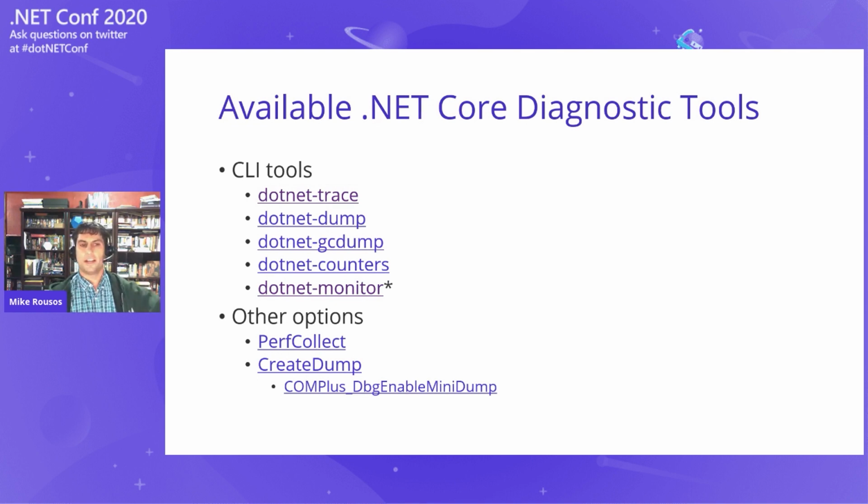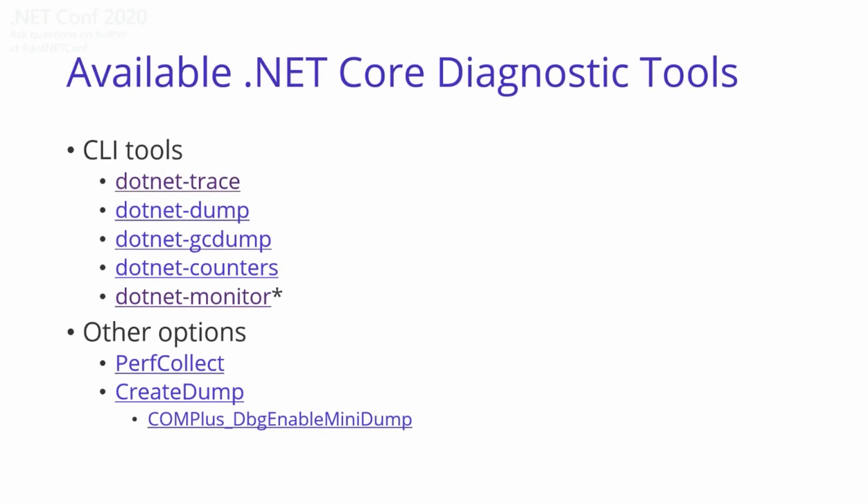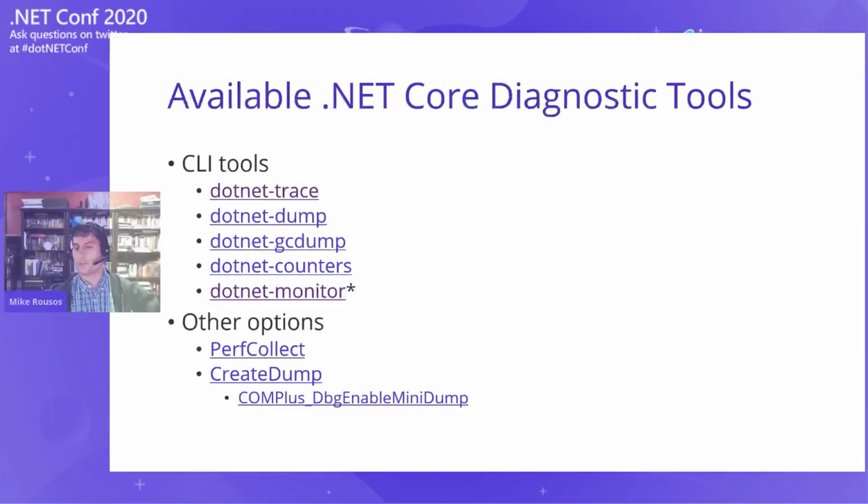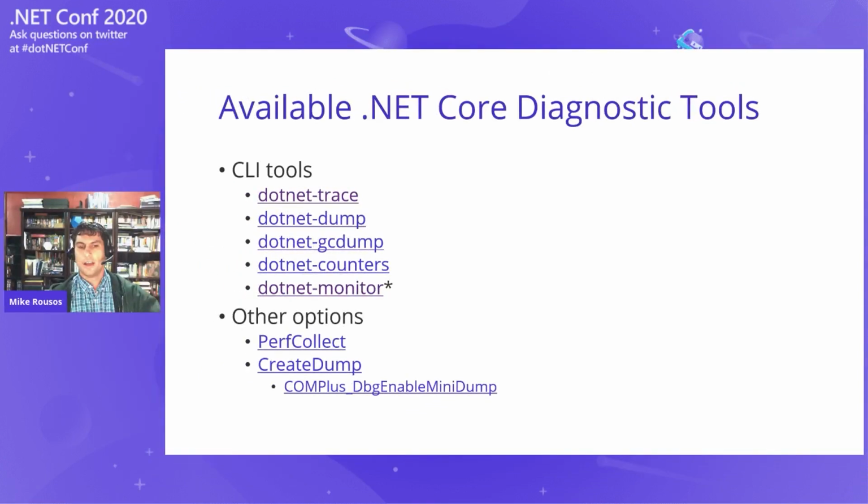So all of the CLI tools can run easily without having to be elevated, without any special environment variables, but they're only going to capture the managed state of your process. If you use something like perf collect, that's going to be analogous to .NET Trace. So you're getting information on performance tracing, you're getting your perf counters and so on, but you're going to need elevated permissions to do that.